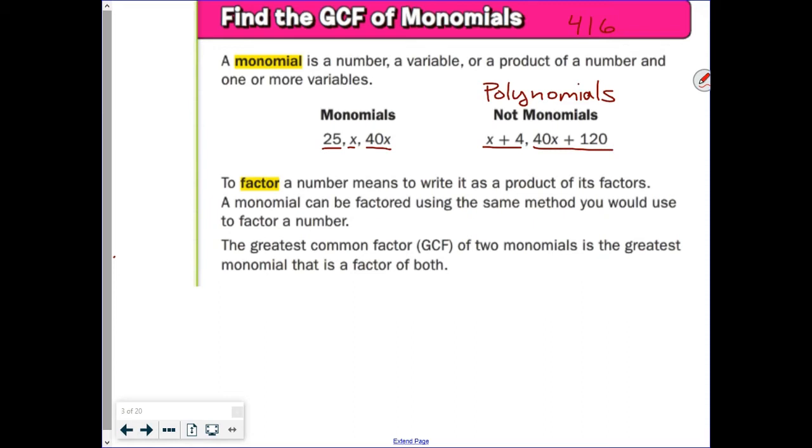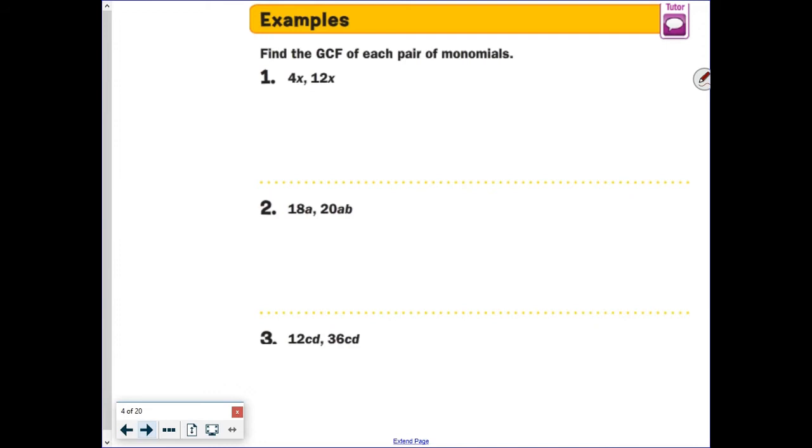To factor a number means to write it as a product of its factors. A monomial can be factored using the same method you would use to factor a number. So the greatest common factor of two monomials is the greatest monomial that is a factor of both. And that's what we're going to be looking for today, the greatest common factor of two or more monomials. So let's take a look at some examples of how to factor out monomials.